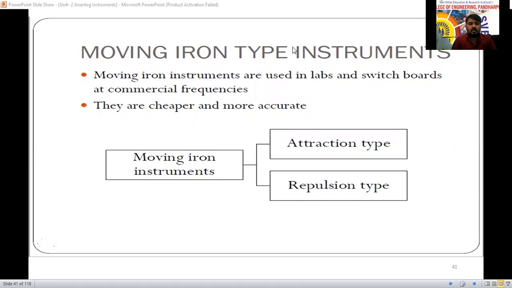In the previous class we finished the EMMC instrument. We have already discussed the torque equation, construction, working principle, and some numericals also. The next instrument we are going to discuss is called the moving iron type instrument.